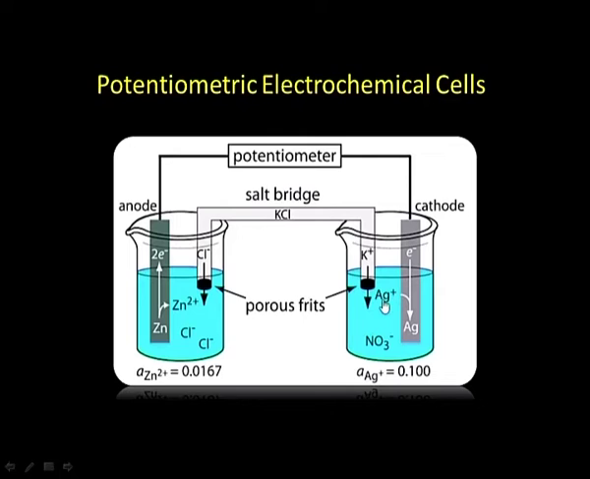The activity of zinc ion in this case is 0.0167 molar, whereas for silver ions it is 0.100 molar. A salt bridge containing an inert electrolyte such as KCl connects the two half cells. The ends of the salt bridge are fixed with porous frits, as I told you, allowing the electrolyte's ions to move freely between the half cells and the salt bridge. This movement of ions in the salt bridge completes the electric circuit.